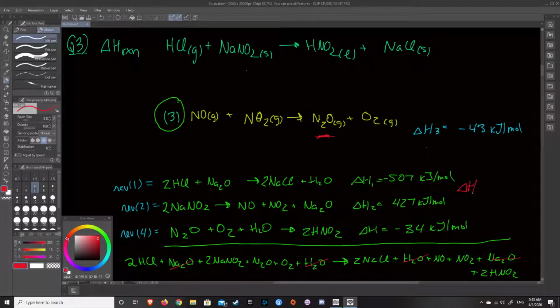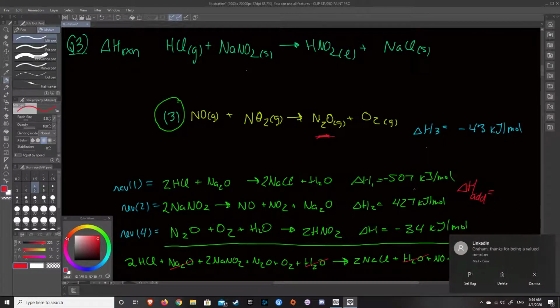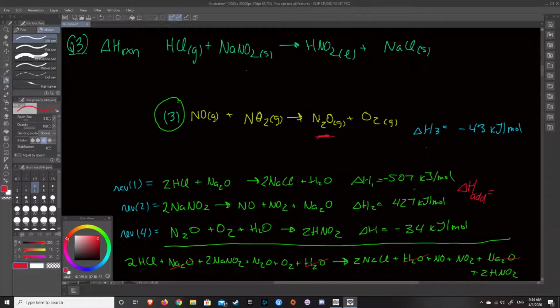Then delta H. I'm going to do delta H added. So we've added negative 507 plus 427 minus 34. And our new delta H value, once we add all three of delta H1, delta H2, and delta H4 together, our new is negative 114, negative 114 kilojoules per mole. So that's our final equation down here. So I'm just going to erase these three off because we don't need them. We just got to keep track of this delta H value.